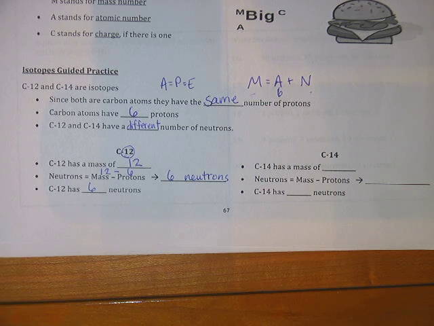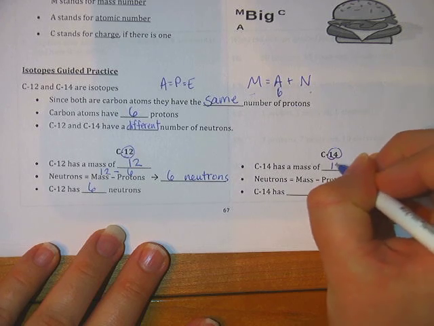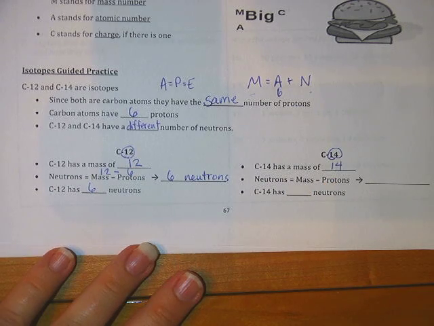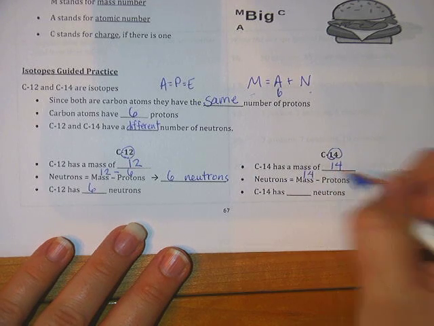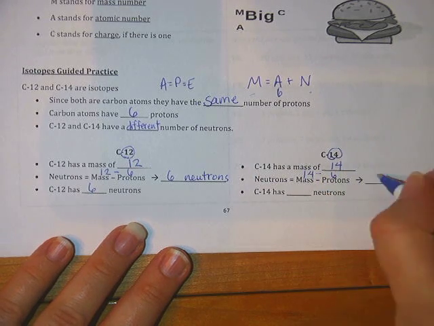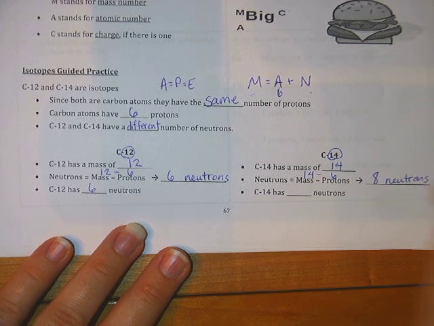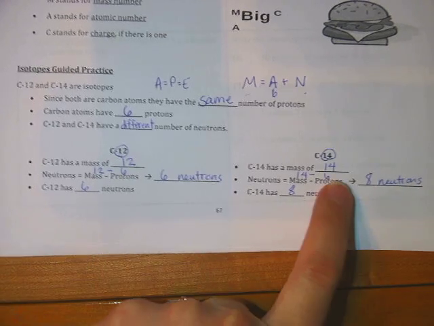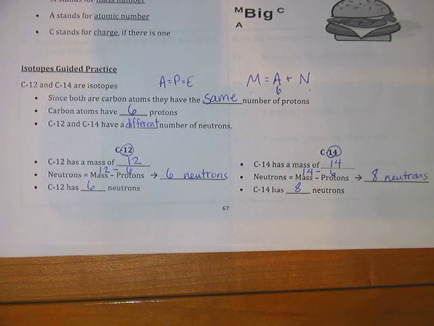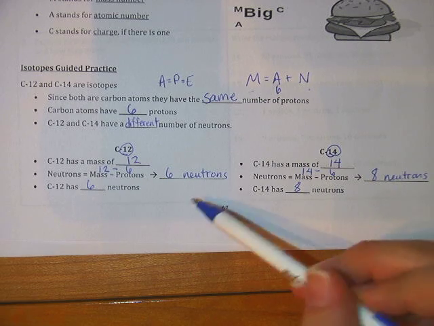But carbon-14 is different. This 14 is the mass for carbon-14. So instead of doing 12 minus 6 to find the neutrons, we're going to do 14 minus 6, which gets us 8 neutrons. So carbon-14 has 8 neutrons. That's why they're different masses. And these are isotopes of each other. They're both carbon. They have the same number of protons. But to get different masses, they have to have different numbers of neutrons.